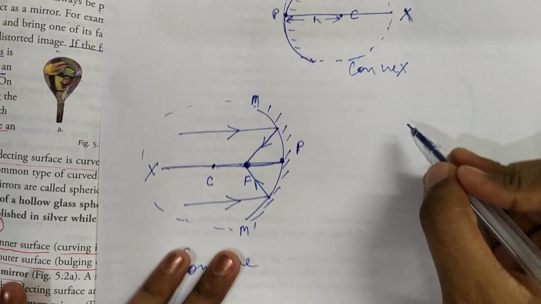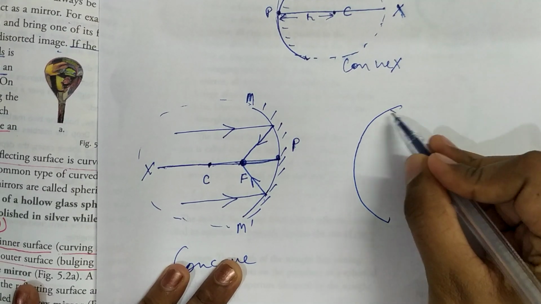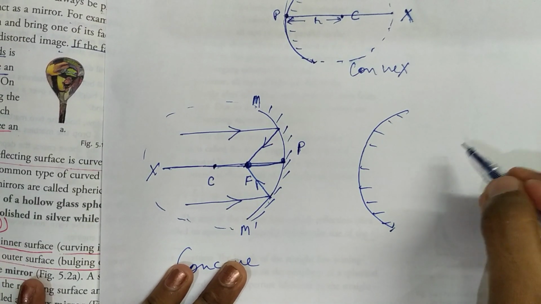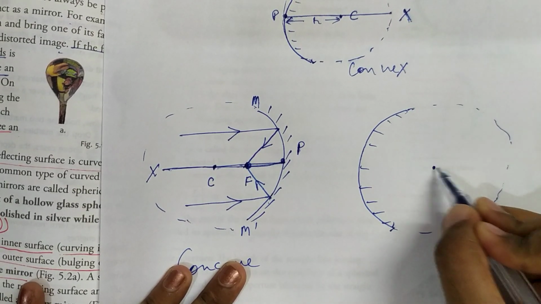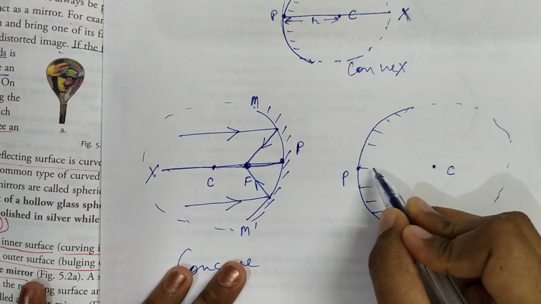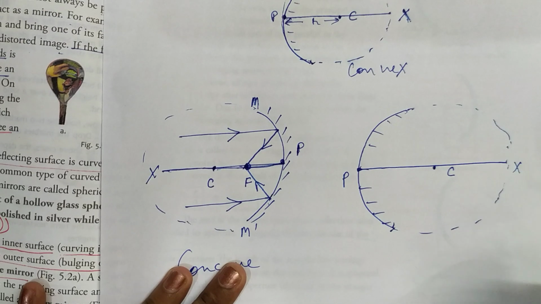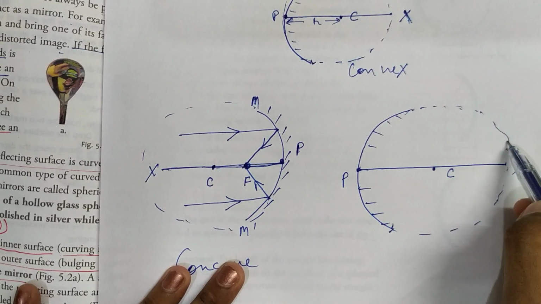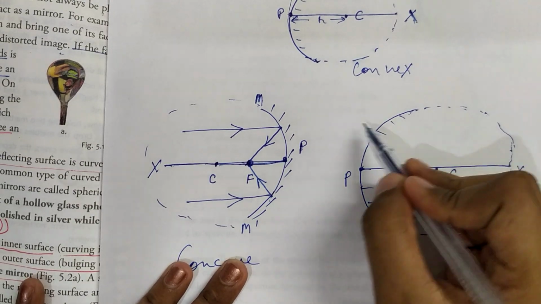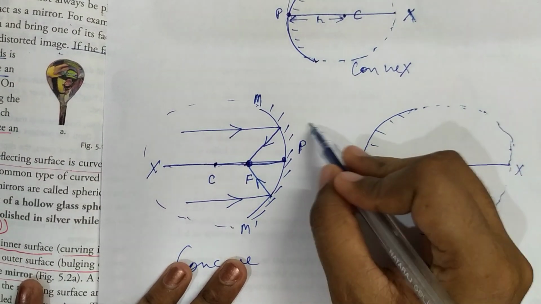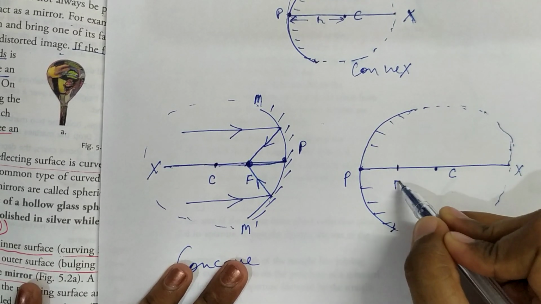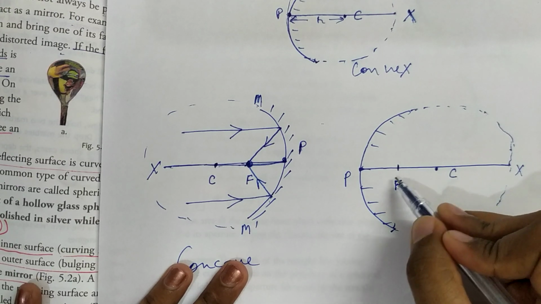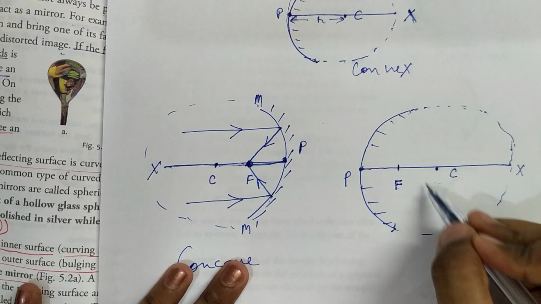Now what happens in a convex mirror, children? Suppose this is your convex mirror. In a convex mirror, the outer portion is polished, and it must be a part of the hollow sphere. Fine. Suppose this is the geometrical center, this is the pole of the mirror P, and PX is the line which is the principal axis. Now the rays will come from the outer side, and let us say the principal focus will be here. Always remember that the principal focus lies between the pole of the mirror and the center of curvature.